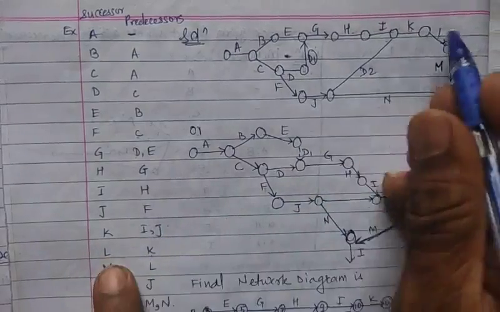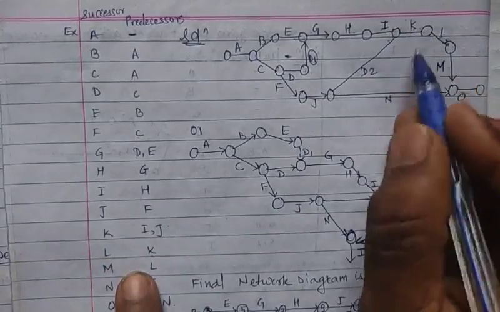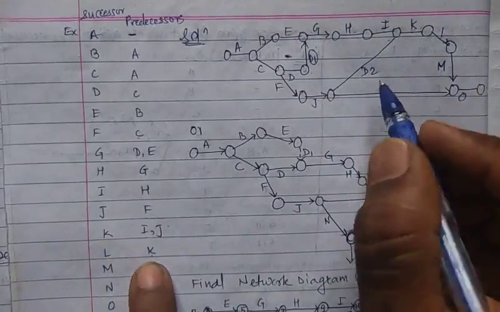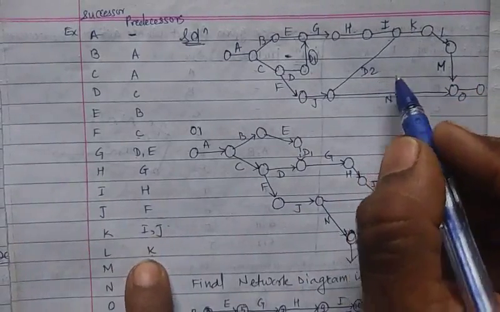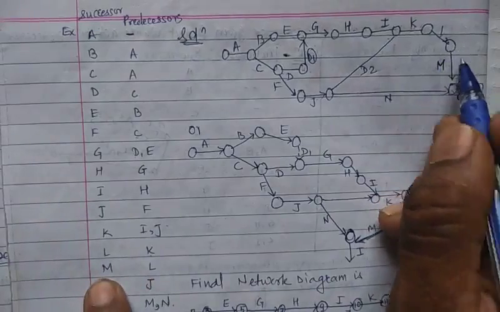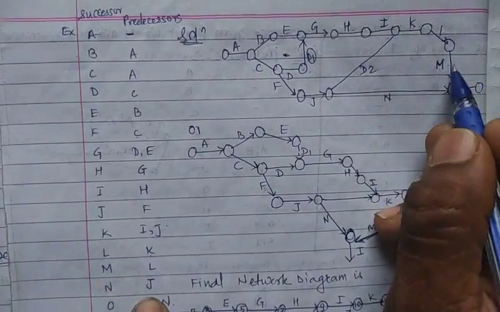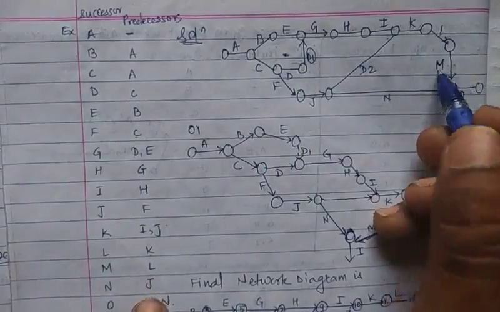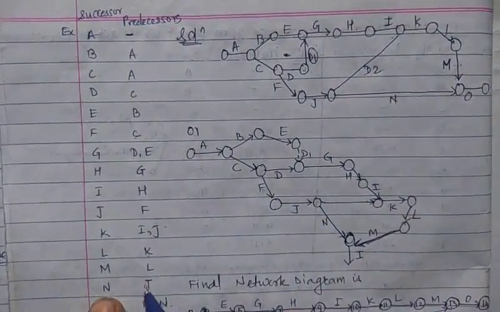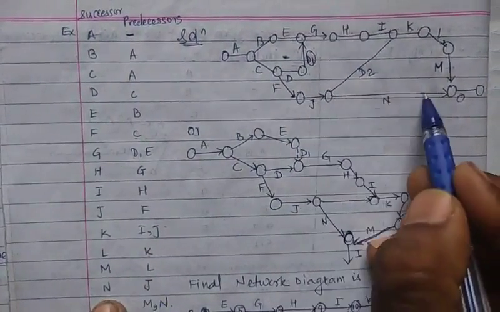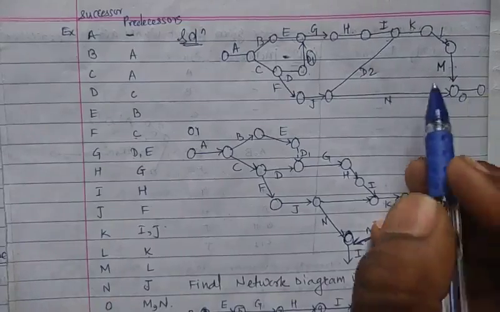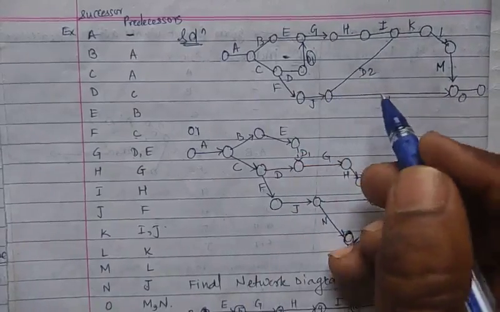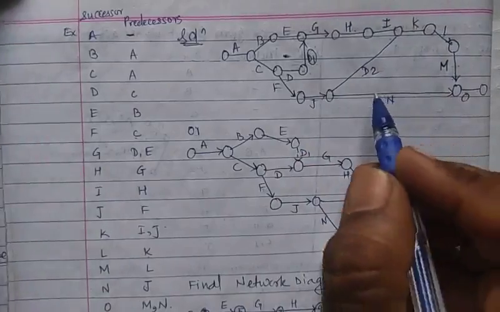Next K goes to L. We have performed this activity. J goes to K, K goes to L, L goes to M, and M goes to O. Next, J goes to N, and N goes to O. So this is the rough diagram. Now we make its final diagram.